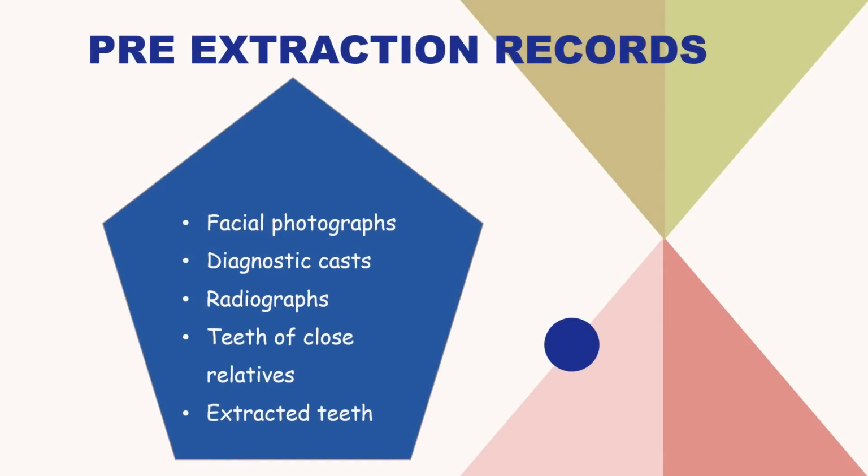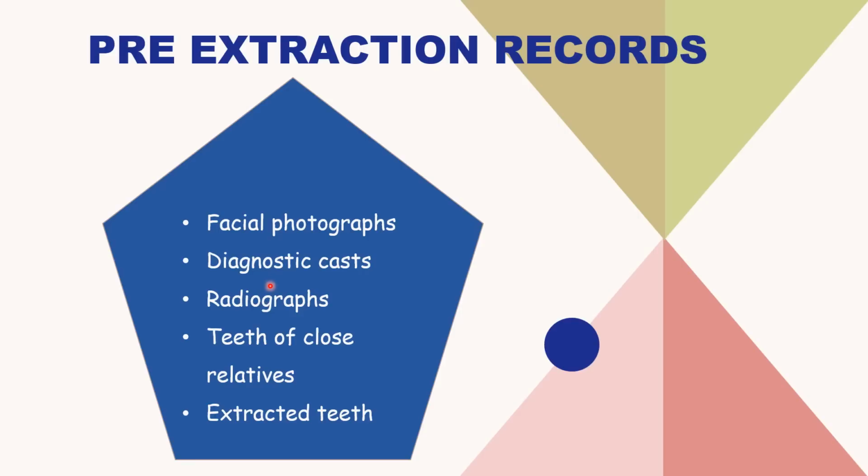So coming to the pre-extraction records. These can provide information about the size and form of the anterior teeth. These will include facial photographs. They provide general information about the width and outline form of the anterior teeth. Then the diagnostic cast.